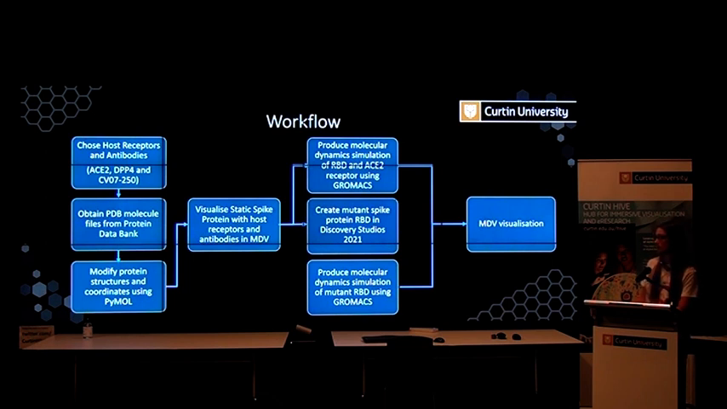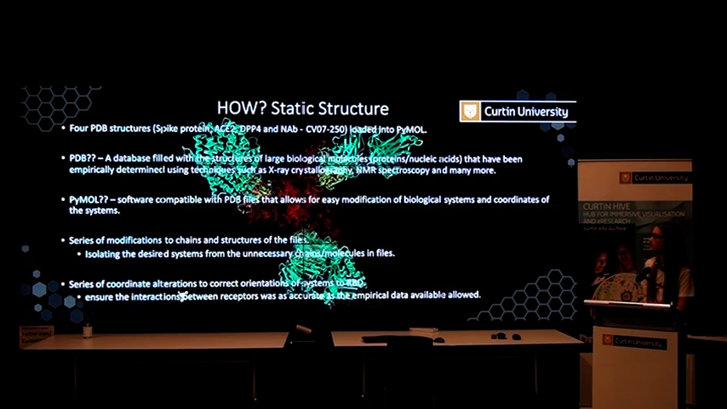So the next step was obtaining the PDB molecule files from the Protein Data Bank and modifying these protein structures and coordinates using PyMol. Then visualize a static spike protein with host receptors and antibodies in VMD. And then there were two paths from here. We created the mutant spike protein in Discovery Studio, and then produced a molecular dynamic simulation of the RBD and ACE2 receptor using GROMACS. And then finally into VMD for visualization.